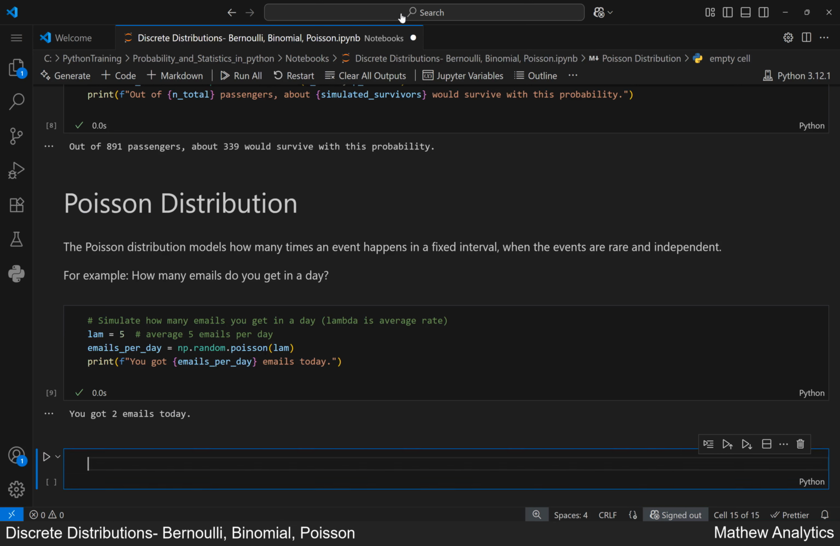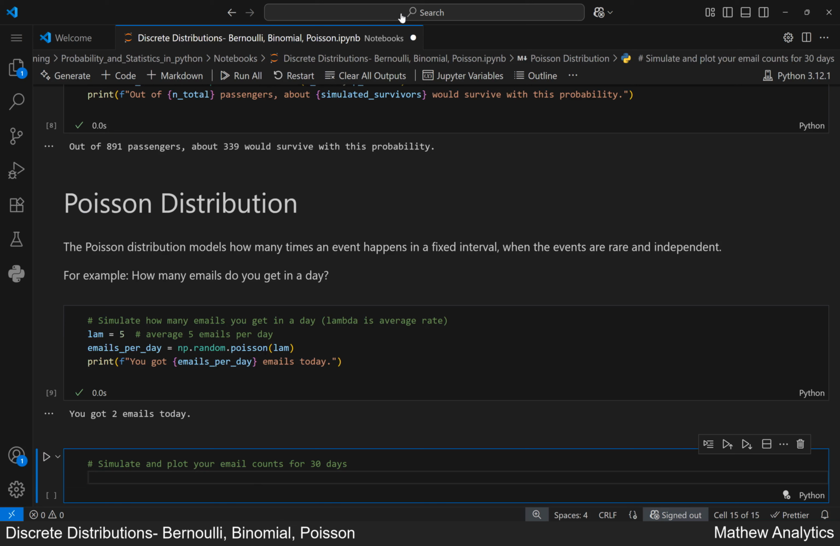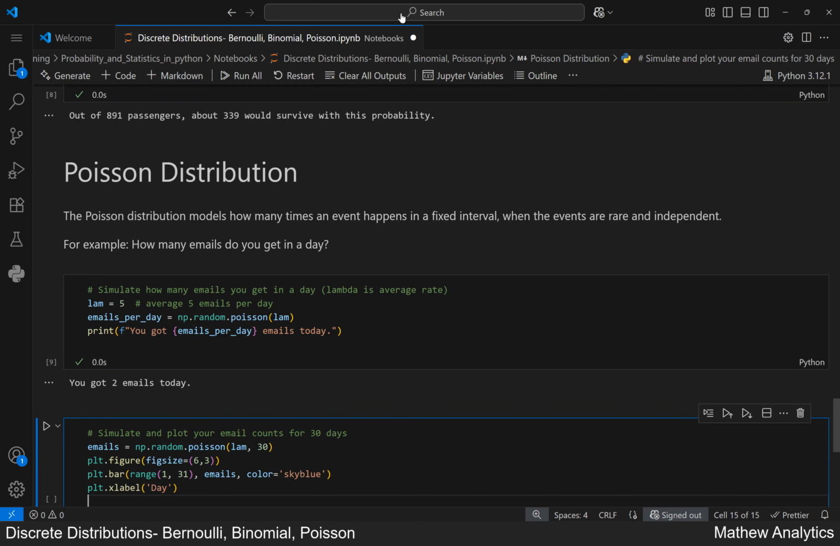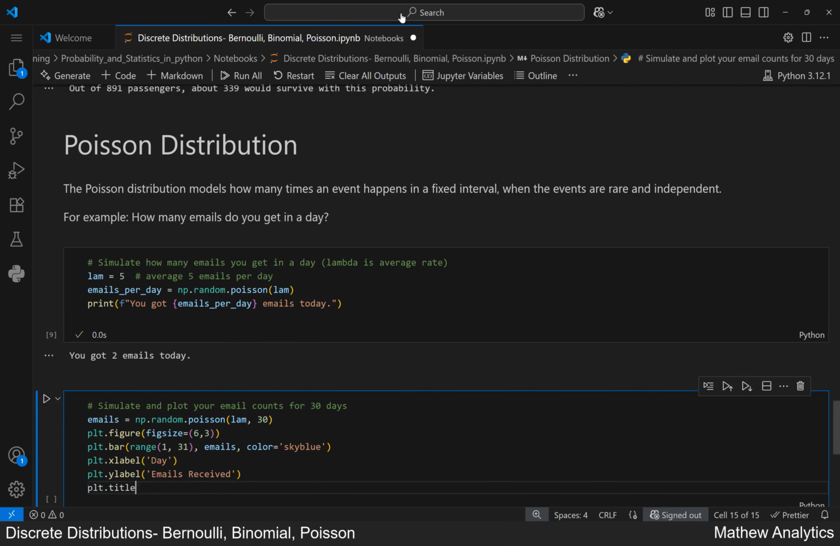Let us look at email activity over an entire month. We simulate 30 days of email counts. Then we make a bar chart with each day as a bar. X-axis is the day number, from 1 to 30. Y-axis tells us how many emails were received. The chart shows daily ups and downs in the data. Here comes our visualization. Running the cell now.